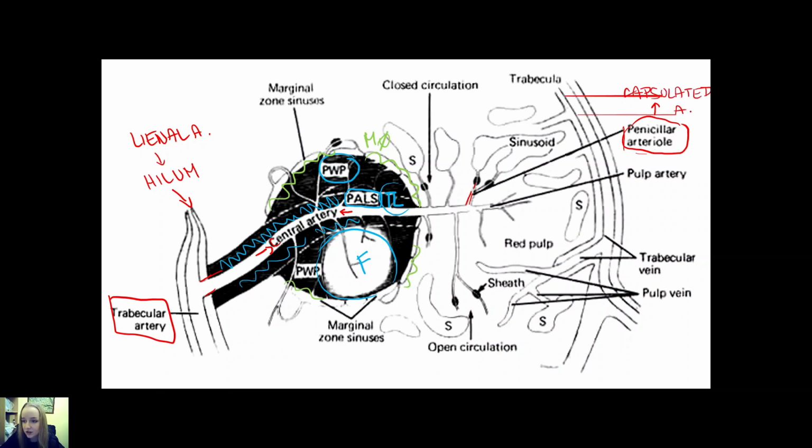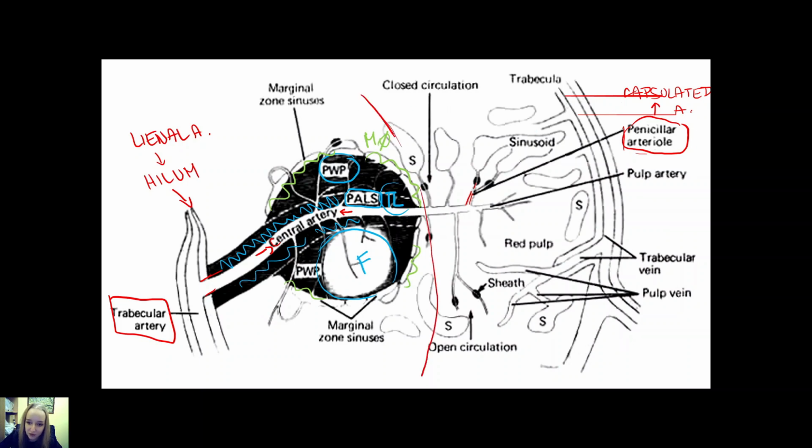Capsulated arterioles. Okay. And they're called capsulated because they have a sheath around them made of macrophages. But what I'm heading to is that maybe I will use another picture. Right now, just remember the central artery is branching into smaller and smaller arteries, and there are many venous sinuses in a red pulp. So this is the white pulp over here, but now we're heading to the red pulp.